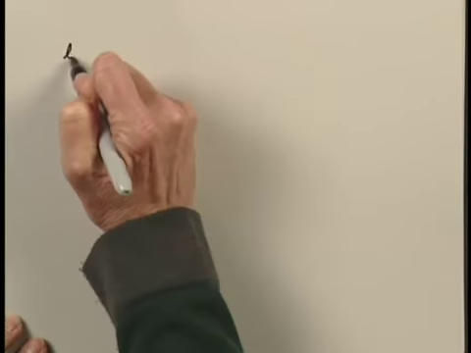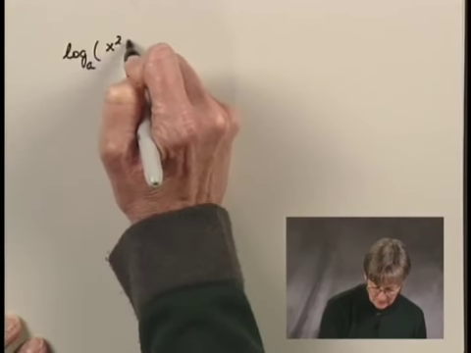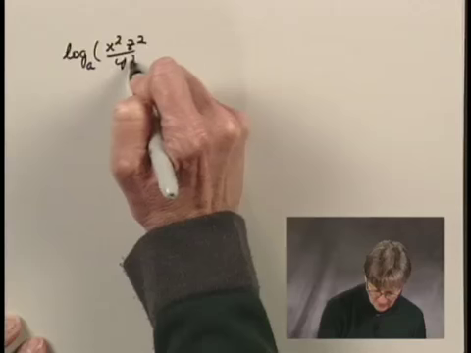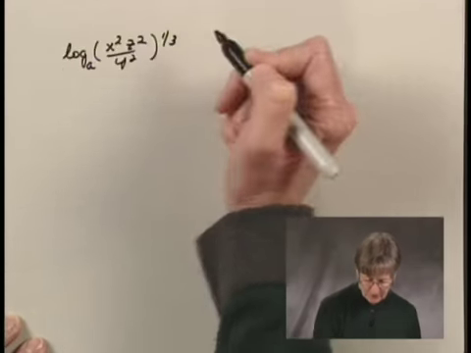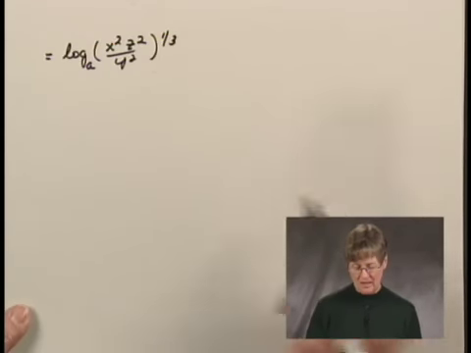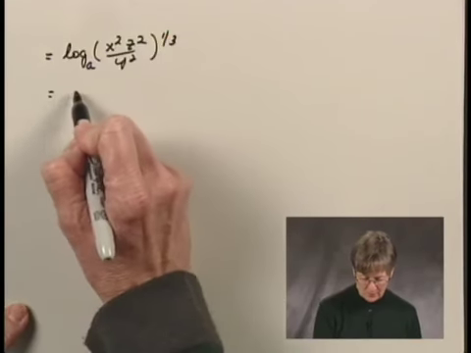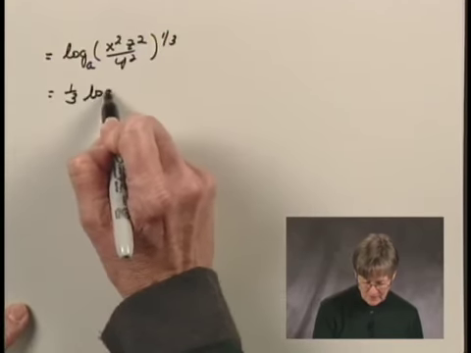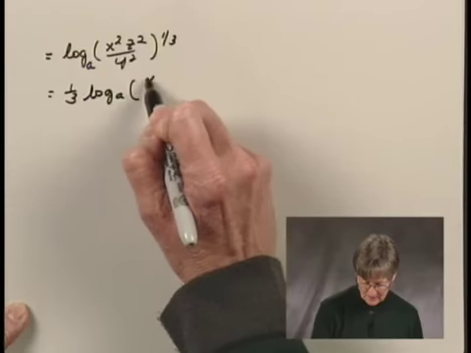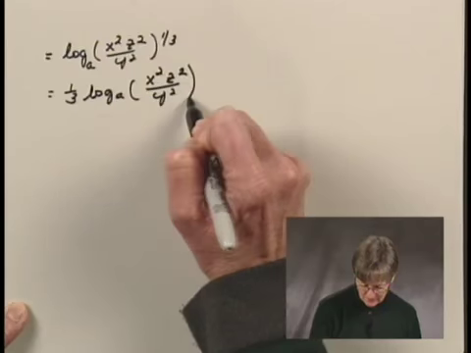Now we're going to need some more room here. We had the log base a of x squared z squared over y squared to the 1/3 power. This is what we had gotten equivalent to the original expression. I'm going to use a property of logarithms that says that I can rewrite this as 1/3 times the log base a of x squared z squared over y squared.